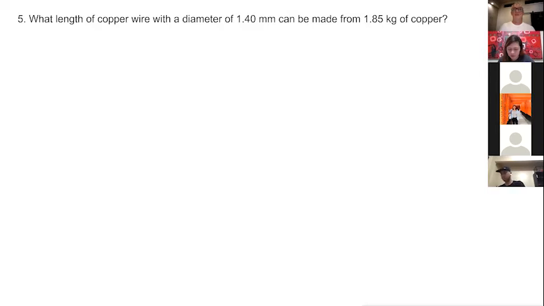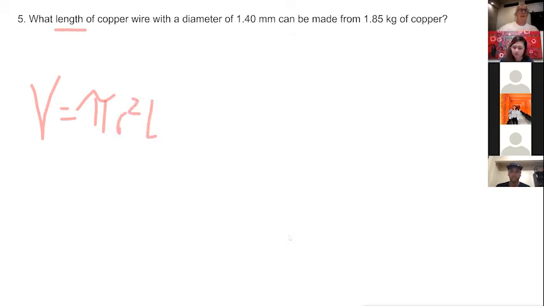All right, this is basically exactly the same question. So what bit of information do we need for this question? It's asking us for length. So again, we're going to be using volume equals pi r squared L.